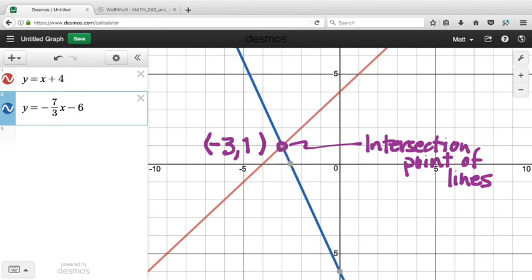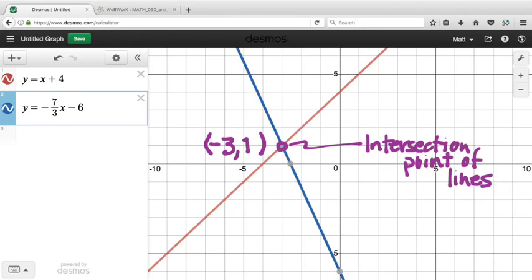Again, graphs are good at showing big pictures, but they're not good at being super precise. So we don't know for sure, just based on the graph, whether negative 3, 1 is exactly right, or whether it might be some numbers that are close to negative 3 and 1. But at least this gives us a sense that there is a solution for this system of two equations, and that it's going to be something close to x equals negative 3, y equals 1.